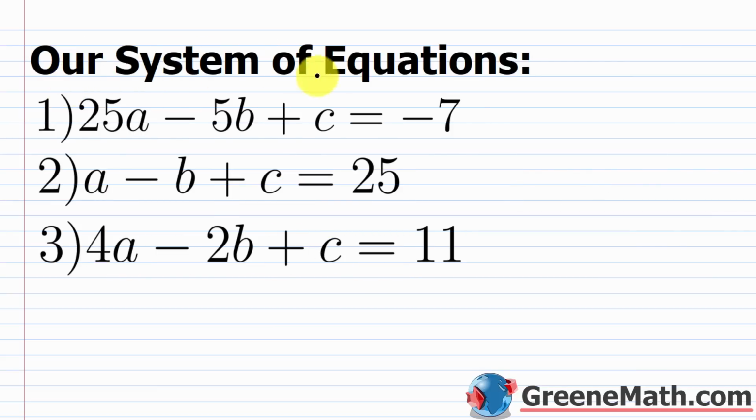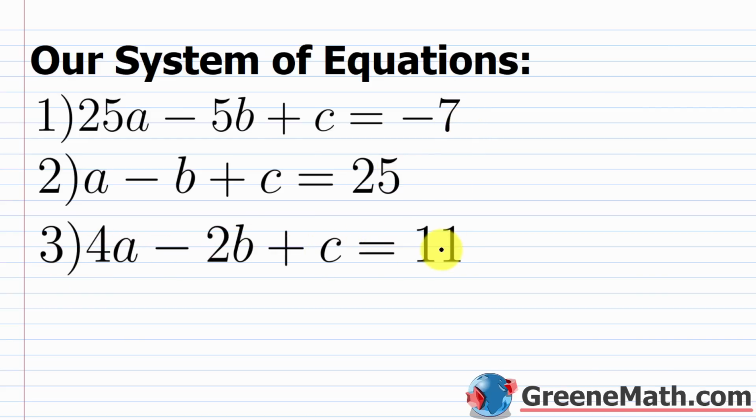So I just wrote here our system of equations. So equation number 1, again, this is just labeled for reference. 25a minus 5b plus c equals -7. Equation number 2, we have a minus b plus c is equal to 25. And then equation number 3, we're going to say 4a minus 2b plus c is equal to 11.